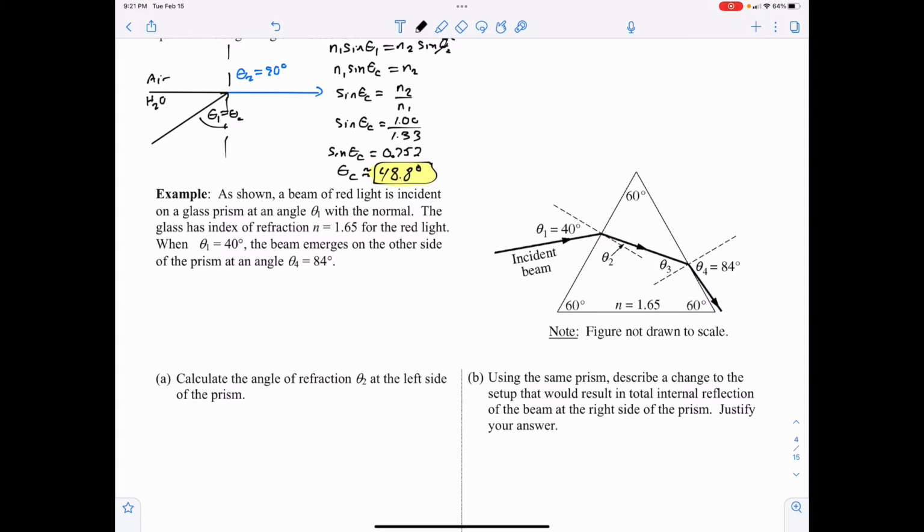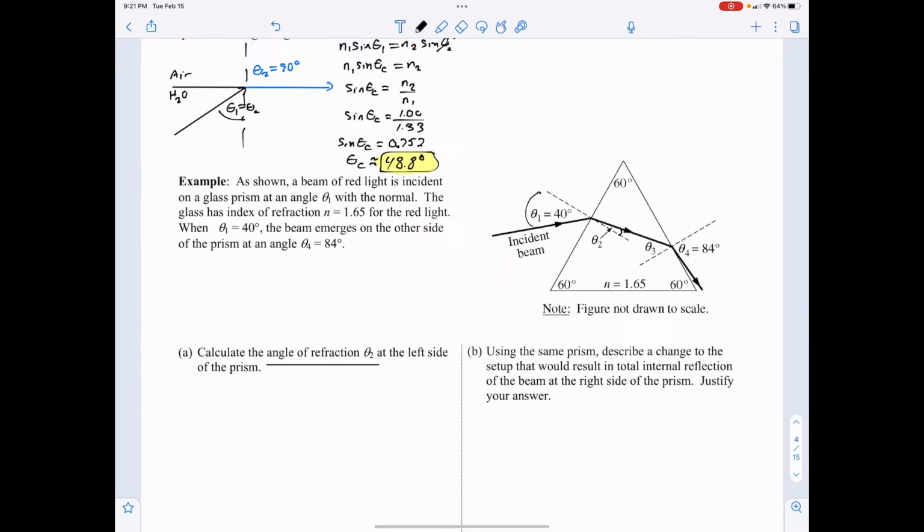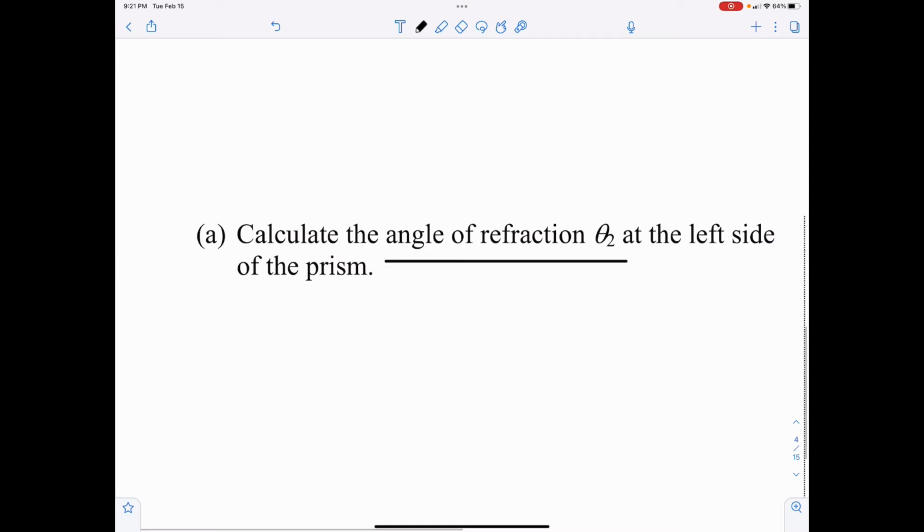First, calculate the angle of refraction theta 2 on the left side of the prism. So, see theta 2 right there? We're going to find that. Here's theta 1. That is theta 2. That's what we're looking for. So let's do a Snell's law problem. We're simply going to go N1 sine of theta 1 equals N2 times sine of theta 2.